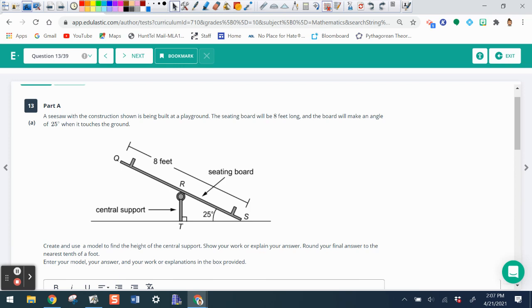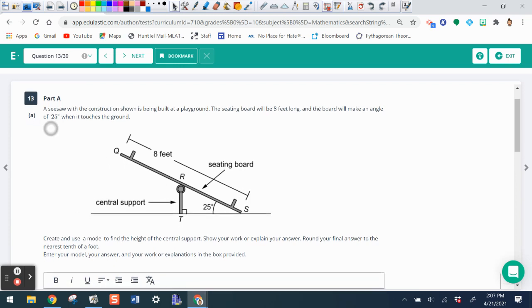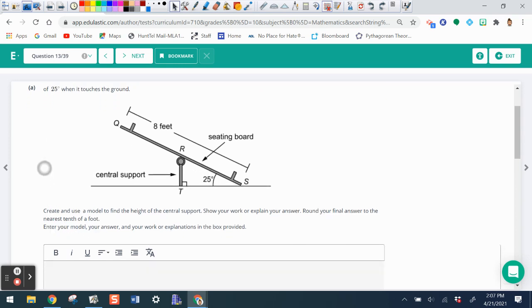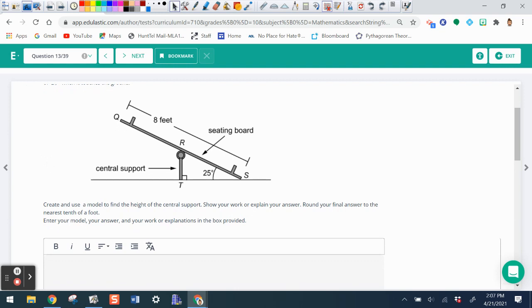Some of you will recognize this problem because I've actually had it on a test before, so we'll work through it. Part A says a seesaw with the construction shown is being built at a playground. The seating board will be 8 feet long, and the board will make an angle of 25 degrees when it touches the ground, as we see here. It says, create and use a model to find the height of the central support. Show your work or explain your answer. Round your final answer to the nearest tenth of a foot. Enter your model, your answer, and your work or explanations in the box provided.